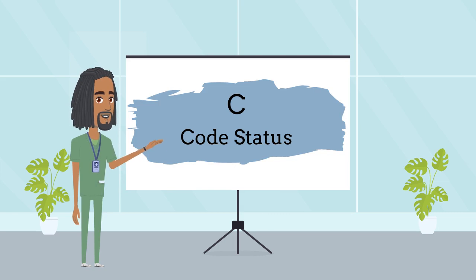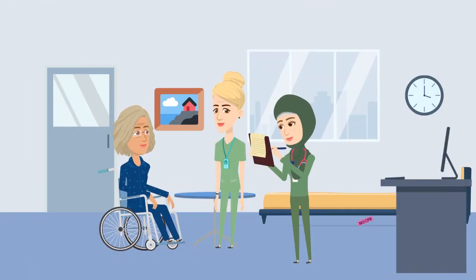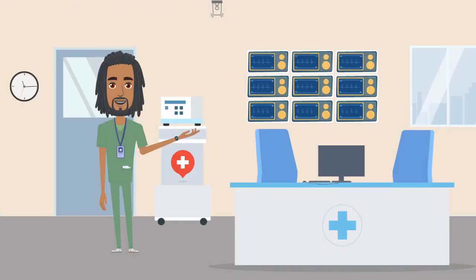Let's take a look at the following scene. Barbara is an 86-year-old female. Her code status is Do Not Resuscitate. Sounds great. Hi, Barbara. Did you see anything in that scene that could potentially lead to patient harm?